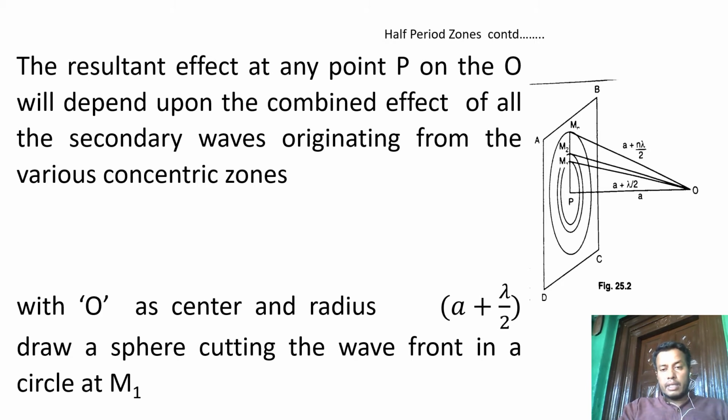The distance is a plus lambda by 2. Lambda by 2 is the path difference. Hence the lambda by 2 path difference is called half period zones.